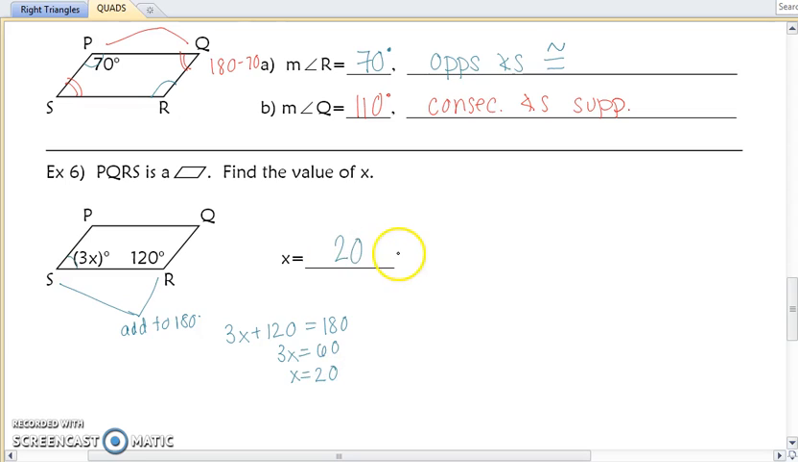We can also go back and plug that in just to confirm. 3 times 20 is 60. 60 plus 120, yep, they add to 180 degrees, because those consecutive angles are supplementary.